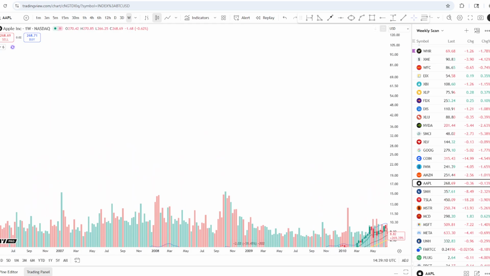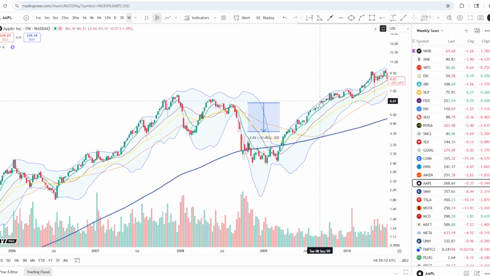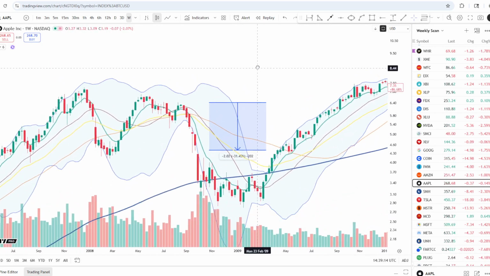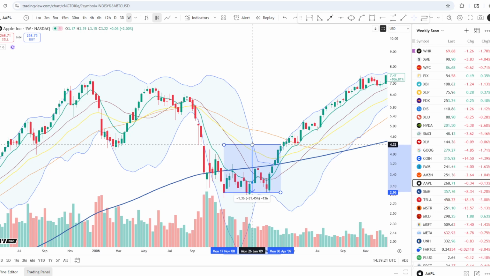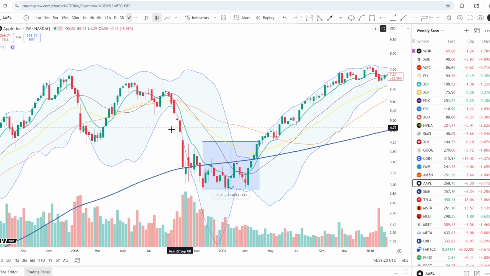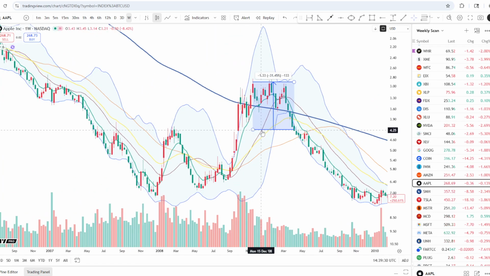So here we have a chart of Apple, and we're looking at a measuring or a runaway gap on the move down. We have the highest high to the middle of the gap. We take it and we extend it down, and it almost perfectly projected the length of that trend and when that trend would continue.